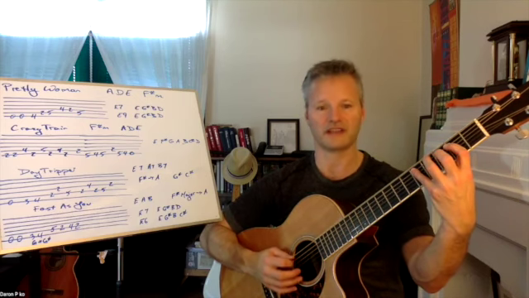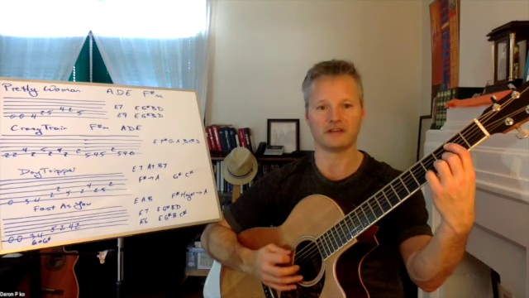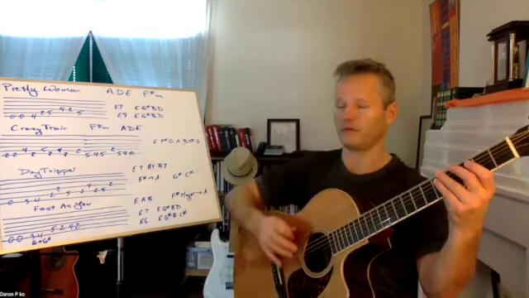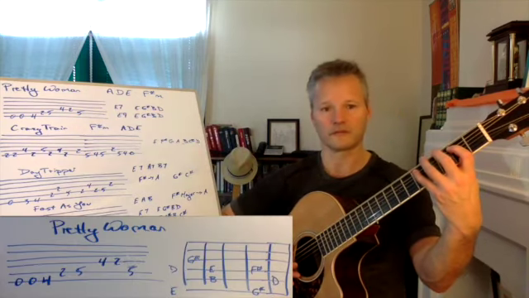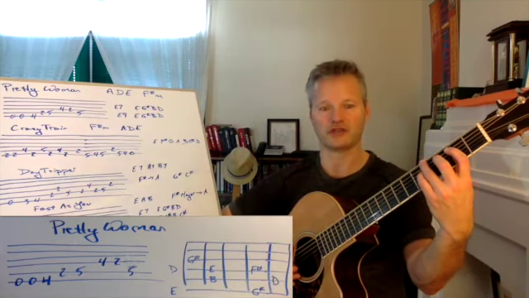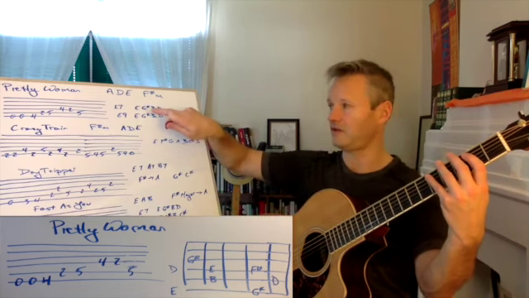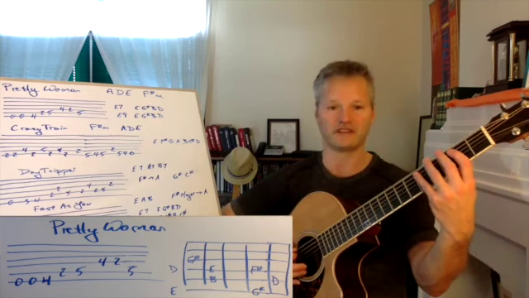Then he goes to the flat 7 on the 5th string, back to the B. So now we've spelled out our E7 chord again, just like in Pretty Woman. Open E, G sharp, B, and D. The E, G sharp, B, and D, 1, 3, 5, and flat 7 makes an E7.